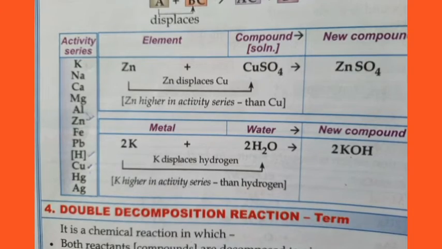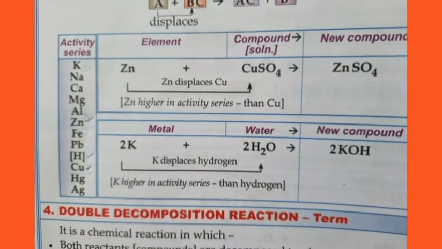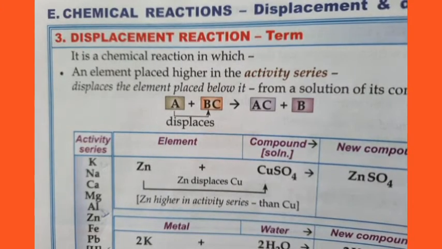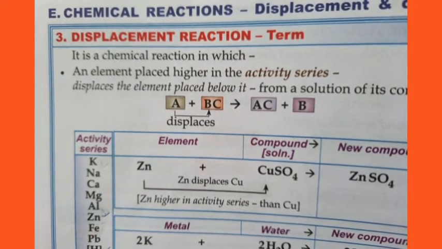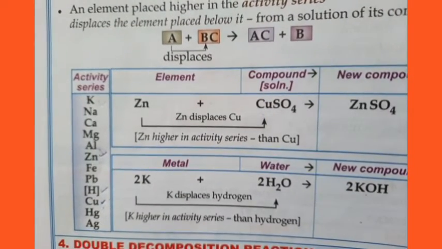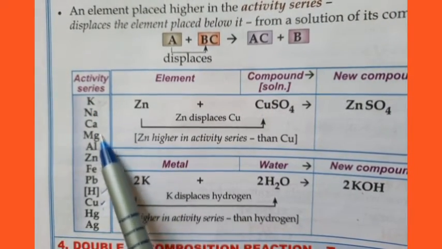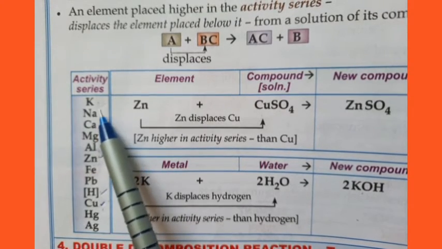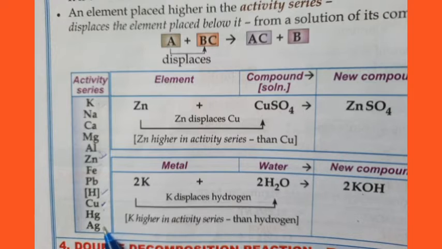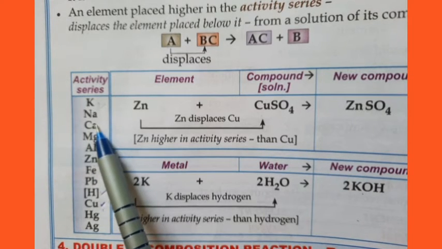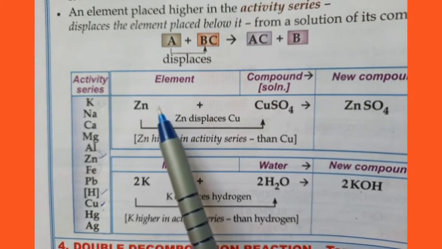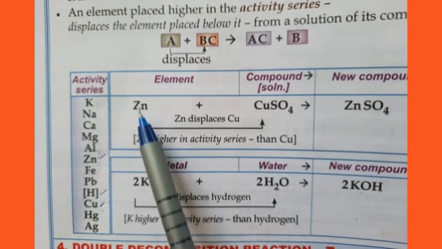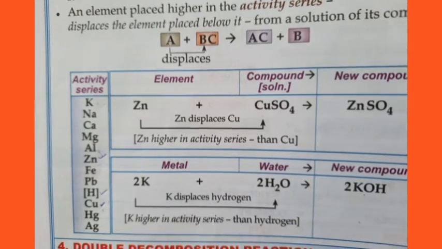What you will do is, the definition of displacement reaction you have already written, even the examples. Now here you have to remember the definition of activity series: it is a series in which elements are arranged in decreasing order of reactivity. The one which is above is more reactive than the one which is below, that is copper and hydrogen. So therefore zinc will displace copper and potassium will displace hydrogen.